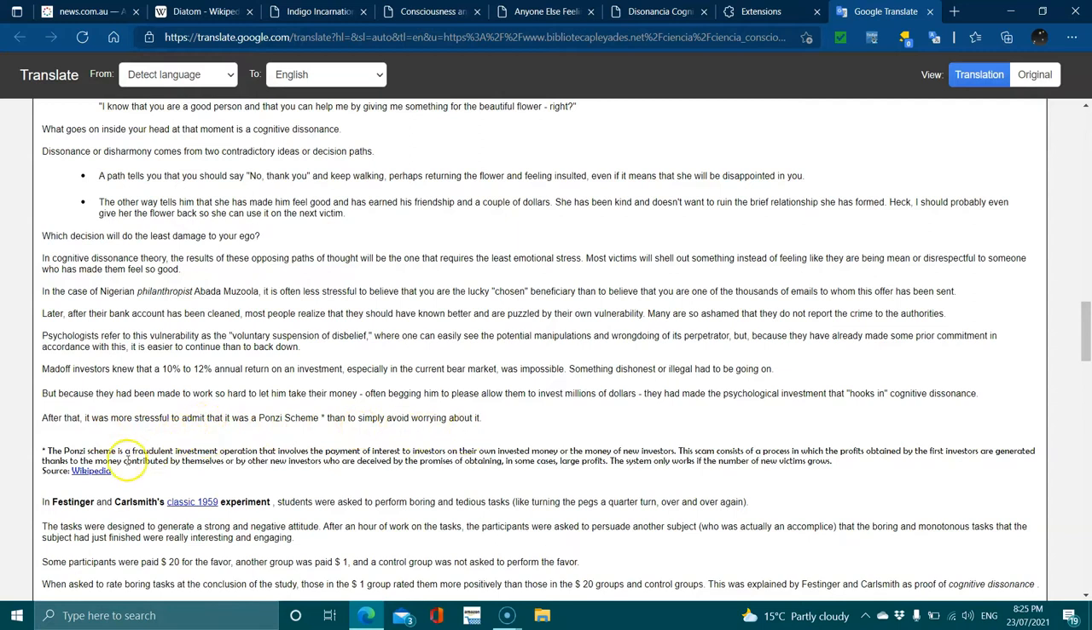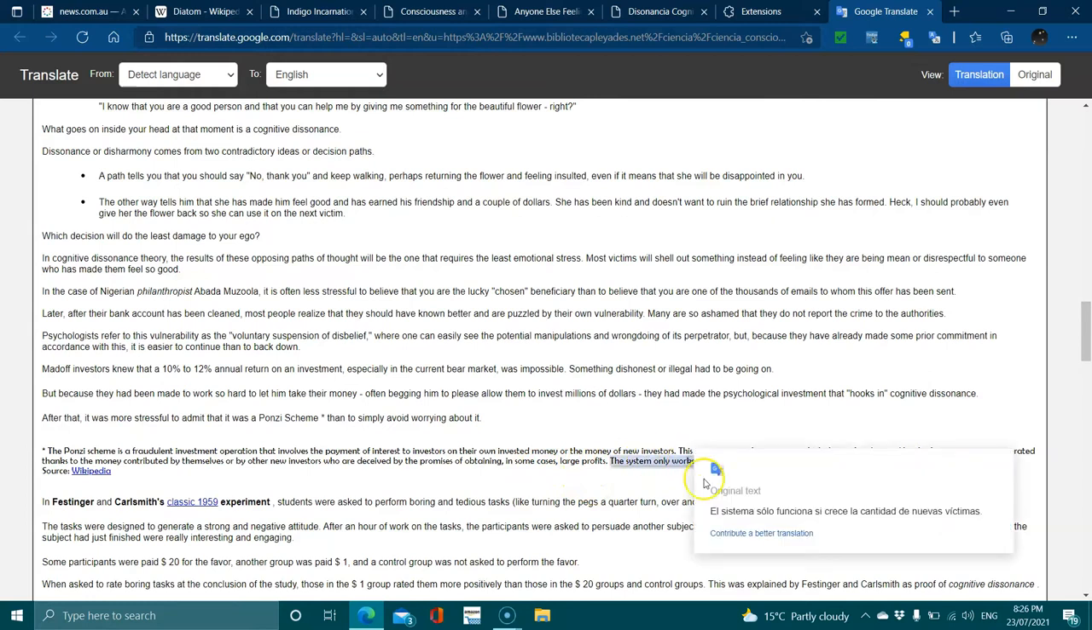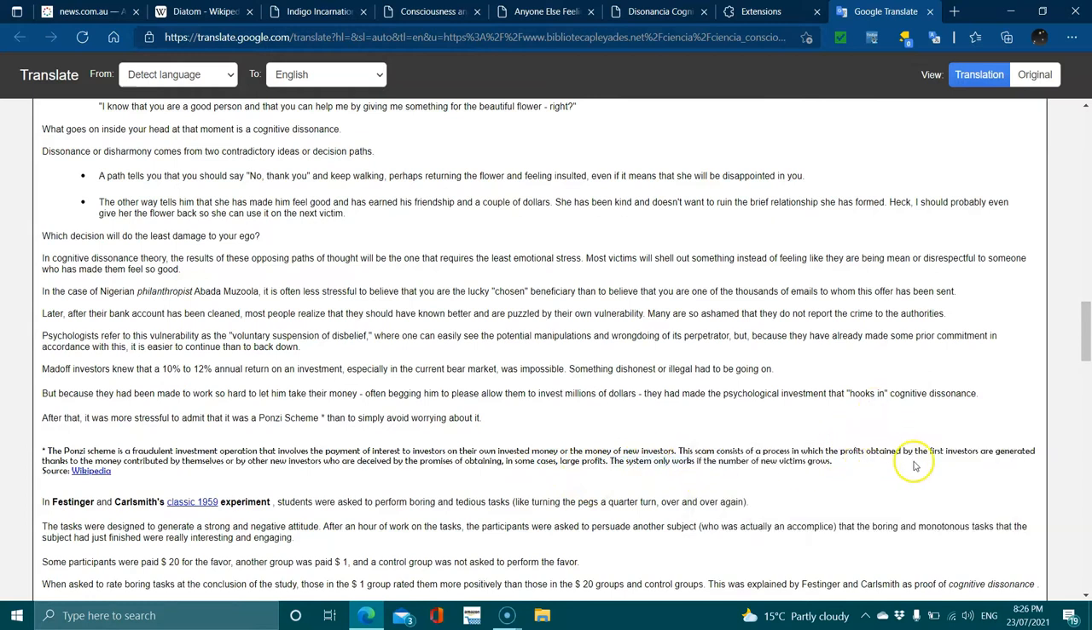A Ponzi scheme is a fraudulent investment operation that involves a payment of interest to investors out of their own invested money or the money of new investors. The scam consists of a process in which profits paid to the first investors are generated thanks to money contributed by themselves or by new investors who are deceived by the promise of, in some cases, large profits. The system only works if the number of new victims grows.